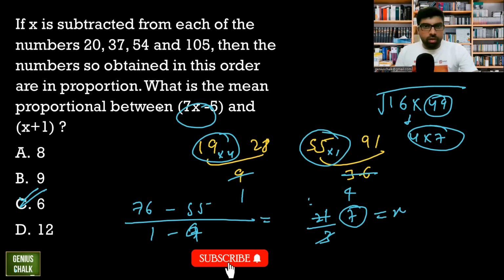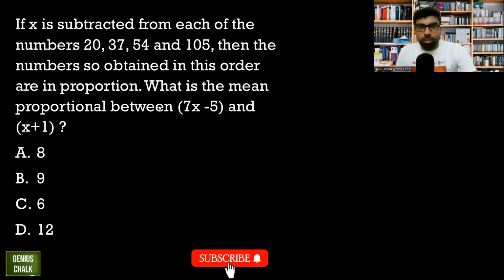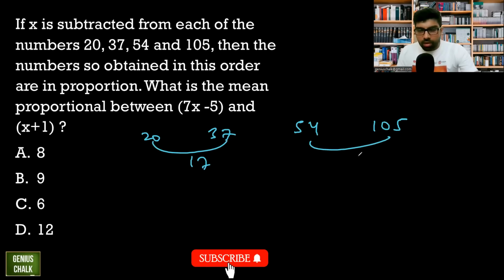If x is subtracted from these, then the numbers obtained in this order are in proportion. What is the mean proportion of this? Same type. 20, 37, 54, 105. Take out the difference. 17. 5 minus 4, 1. Difference is this. 17 ones are 17, 3s are.